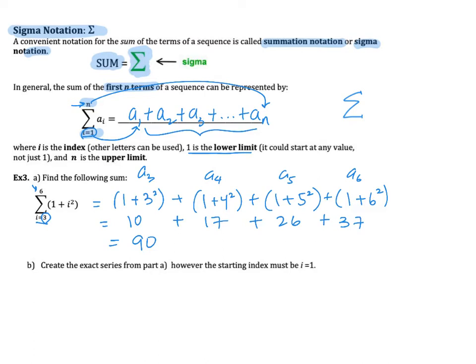It says create the exact series from part A, however we want our starting index to be i equals 1. So if we're trying to create that same thing, but we start at 1, first of all, where do we end? Some people might say, oh, there's 3 terms, 6 minus 3 is 3, but you can see here there aren't 3 terms, there are actually 4. So there's 1 more than whatever the difference is. So we have to go from 1 to 4 because there were 4 terms, the third, the fourth, the fifth, and the sixth, when I plugged in a 3, 4, 5, and 6. So I'm starting at the number 1 because that's what I was asked to do.